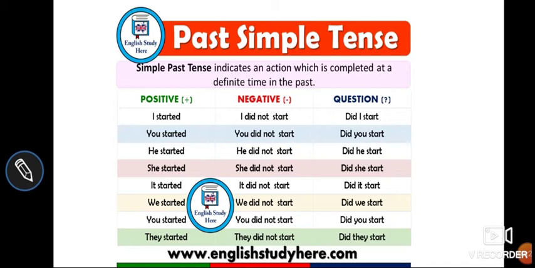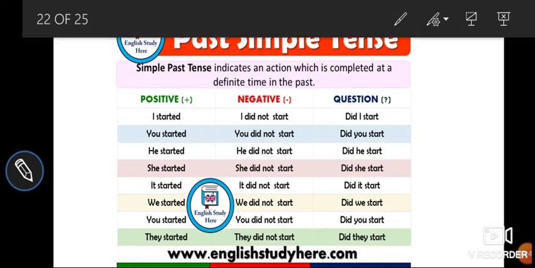Now, when we are doing past simple tense, we know that past simple tense indicates an action which is completed at a definite time in the past. So, these are also very easy to learn. Look here now. In the positive terms, the examples are I started, you started, he started, she started, it started, we started, you started, they started, etc.